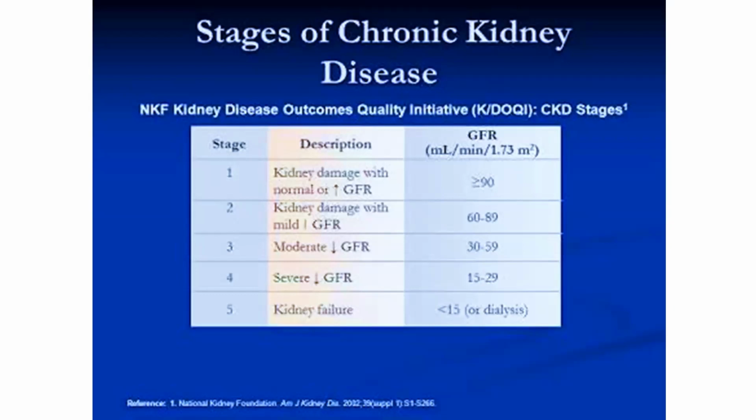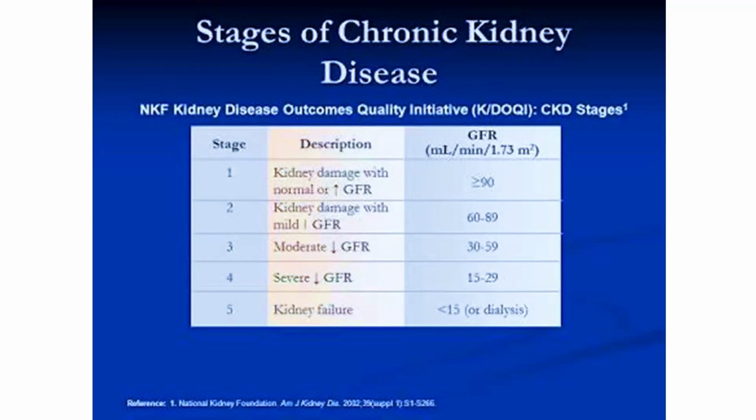And stage 5 is GFR less than 15 ml per minute, or the patient is on renal replacement therapy in the form of hemodialysis, peritoneal dialysis, or kidney transplantation. So on the basis of GFR, these stages of chronic kidney disease have been developed by the National Kidney Foundation, the Kidney Disease Outcomes Quality Initiative, KDOQI guideline, into 5 stages.